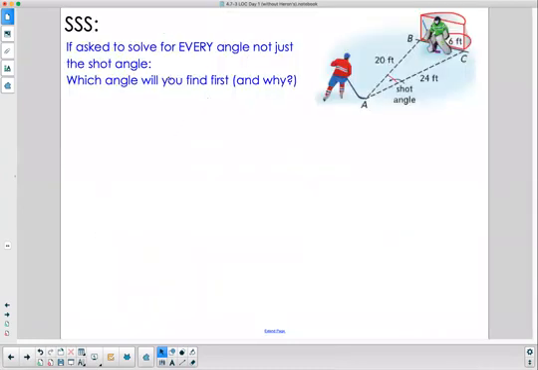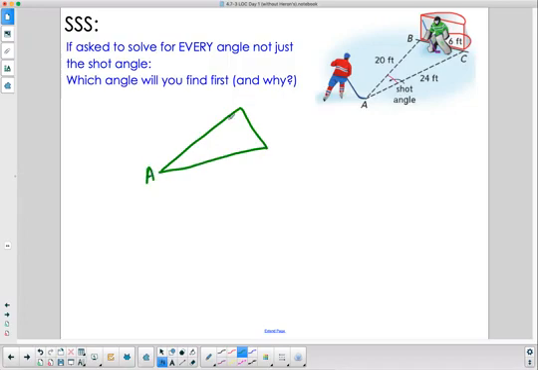So let's have a look at this problem here. If we're asked to solve every angle, not just the shot angle, here's the shot angle. The shot angle is opposite the side 6 feet. Let's actually draw out what we've been given here. We've been given a side, a side, a side. Let's just redraw that as a triangle. Just drawing a random triangle here. This is where the player is. Here's the goal mouth. We know this side is 6 feet. That's little a. We know little c is 20 feet. And opposite B, we've got 24 feet.